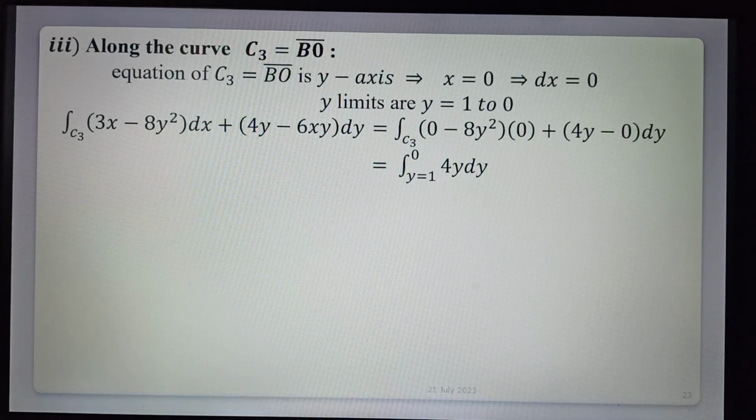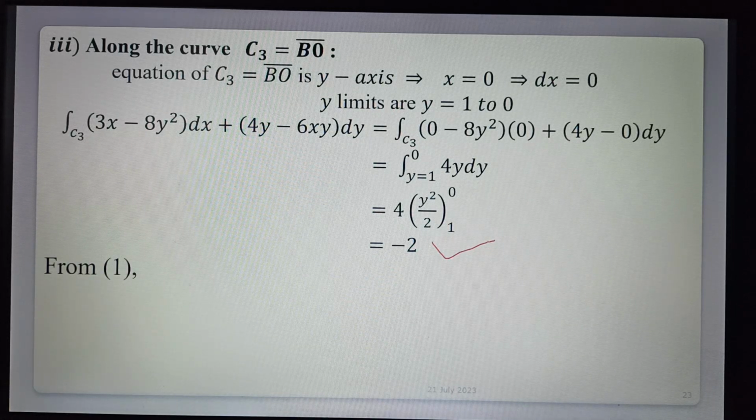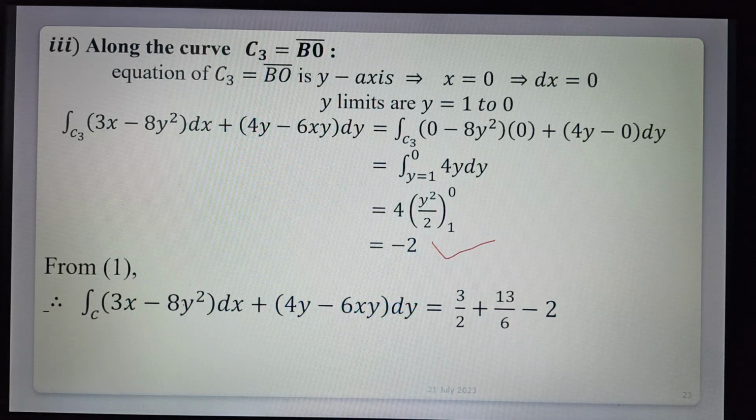So integration from 1 to 0 of 4y dy is equal to 4 into y squared by 2, limits 1 to 0. Substituting upper limit 0, lower limit 1, that is equal to minus 2. Okay? So now adding all along C1 plus along C2 plus along C3, that is the required line integral. So the line integral over C is equal to 3 by 2 plus 13 by 6 minus 2. Simplification is 5 by 3.